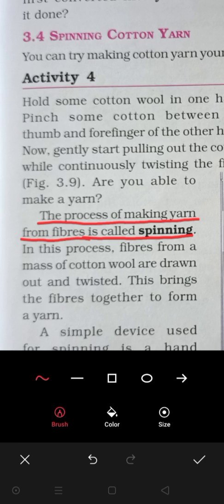Now in this process, the fibers from a mass of cotton wool, raw cotton, are drawn out and twisted. We have to take it out from the plant and twist it, and this brings the fibers together to form a yarn.